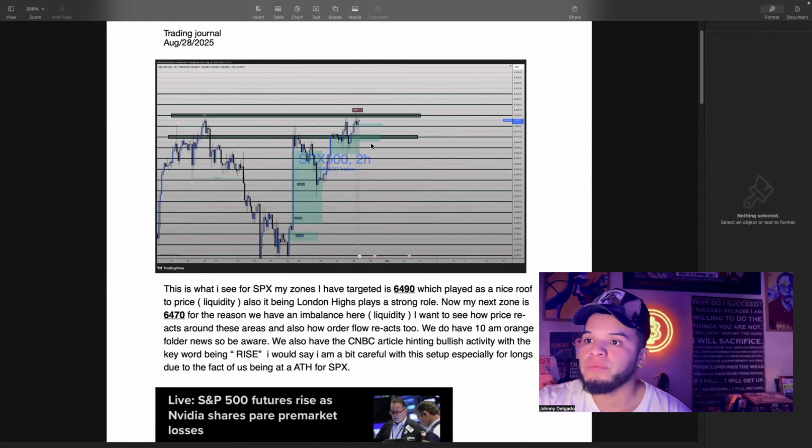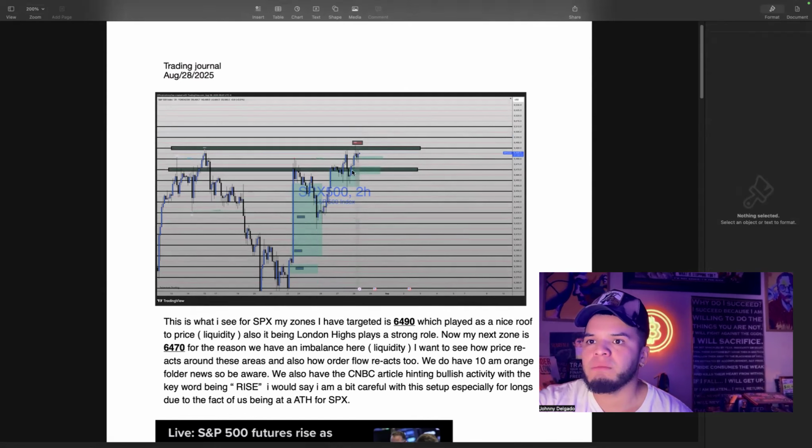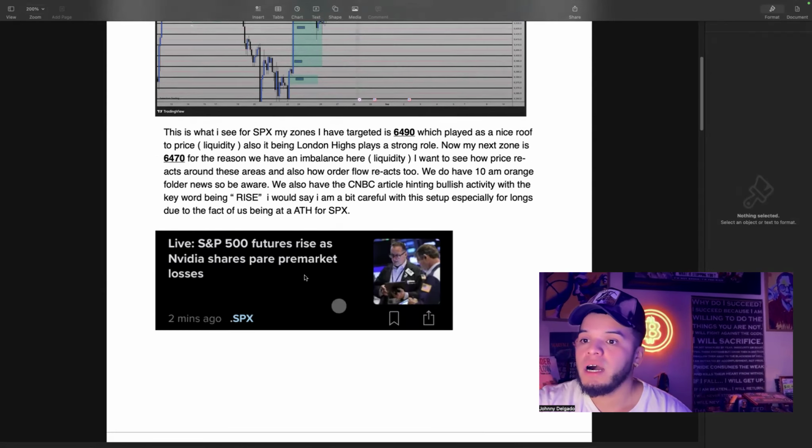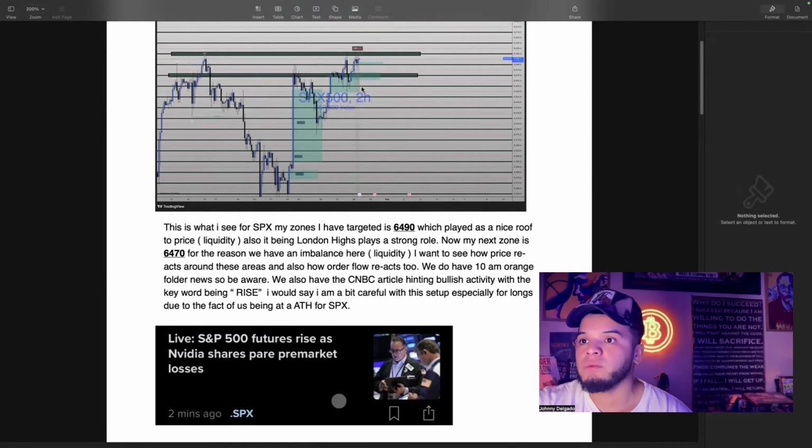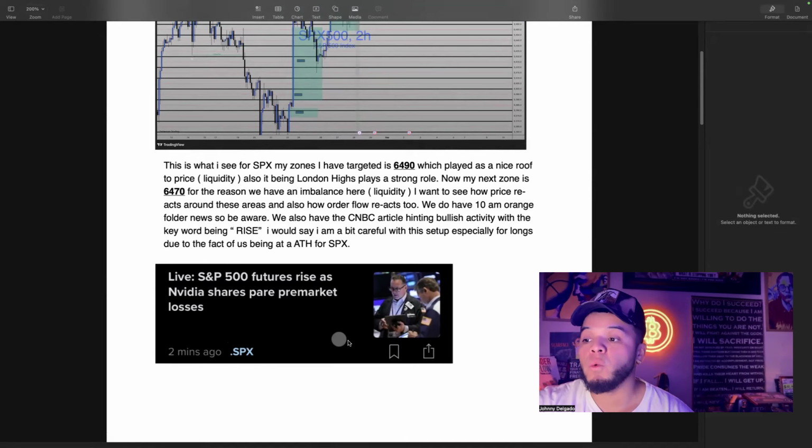So I wrote this down. This is what I was looking at, the same concept that I just explained to you guys. Pre-market article, we're looking bullish, but this doesn't mean that we just get in blindly into buys, because clearly we would have lost money. It's something that we should be aware of.